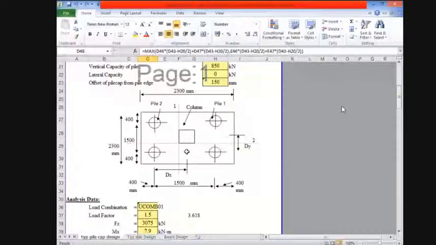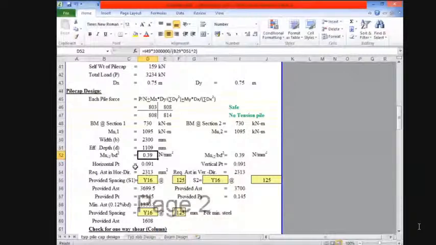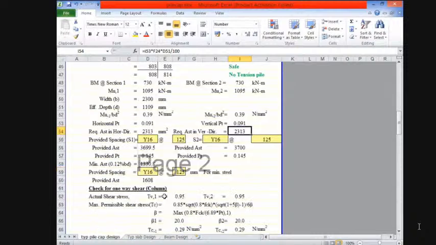So check the bending moment at section 1-1 and the bending moment at section 2-2. Then you can use Mu by bd squared, or the Pt calculation formula given in SP16 and IS456. Otherwise, equate the moment and calculate the area of steel directly. Based on that, you calculate the spacing also. Your required Ast is 2313, and you have to provide the Ast.